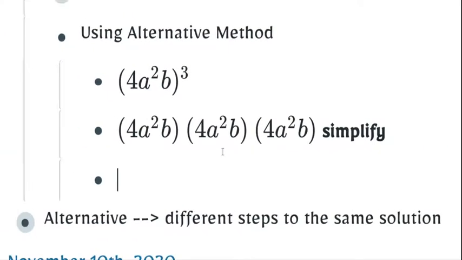How many 4s do we have? We still have 3 4s, correct? So we're going to put 4 times 4 times 4. How many a squared do we have now? So look in each bracket. Tell me how many a squares do you see? 3. So we're going to say times a squared raised to another power of 3.